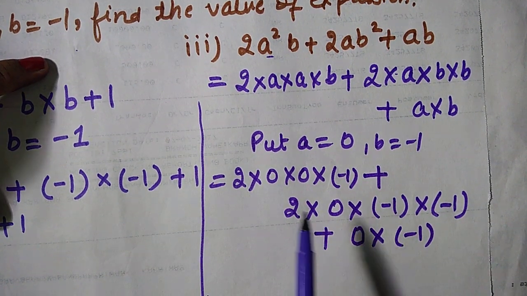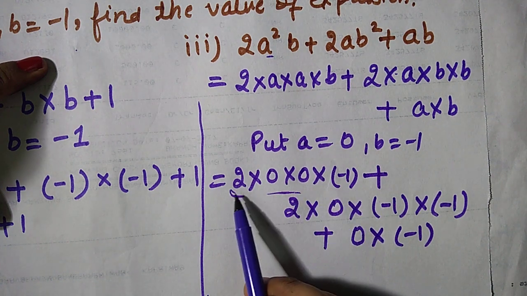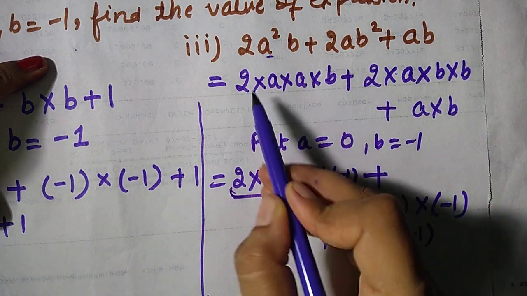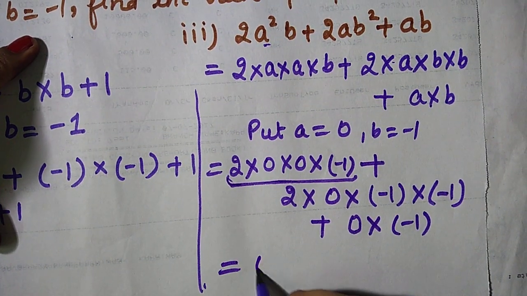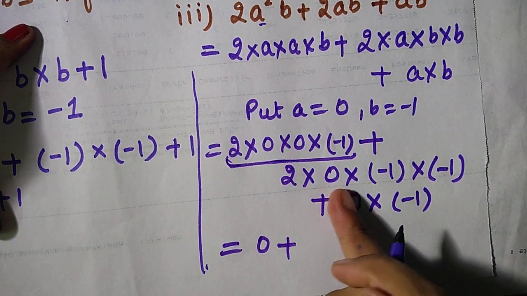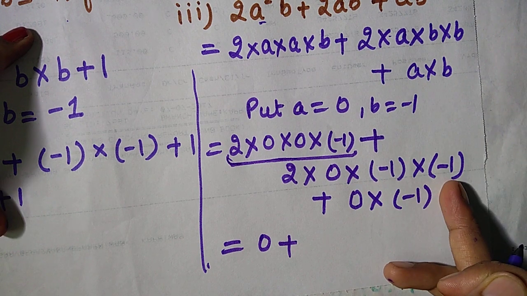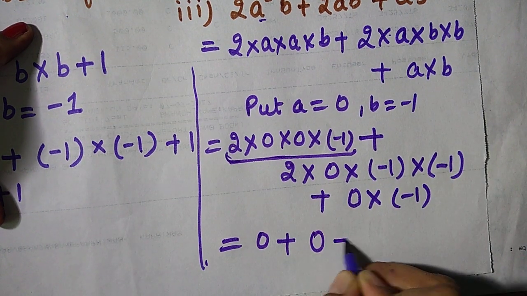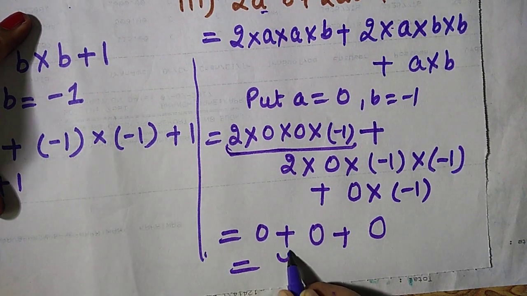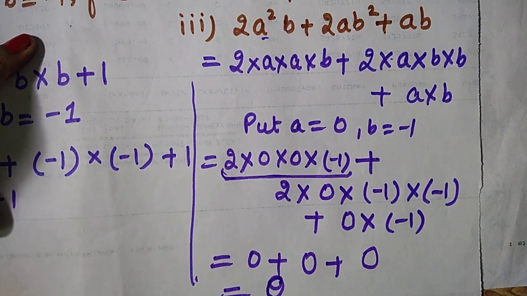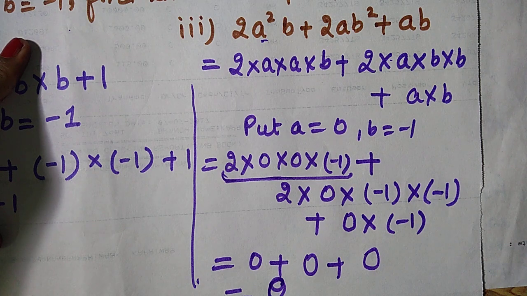Now I will solve this. I will simplify the first term first. 2 into 0 into -1 is 0. Then plus 2 into 0 into -1 into -1, this will also be 0. Plus 0 into -1 is 0. So the answer is 0. So this is your third part and this is question number 5.